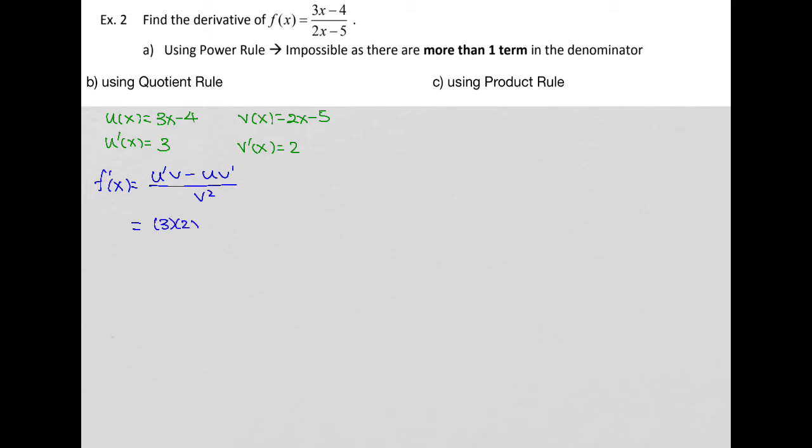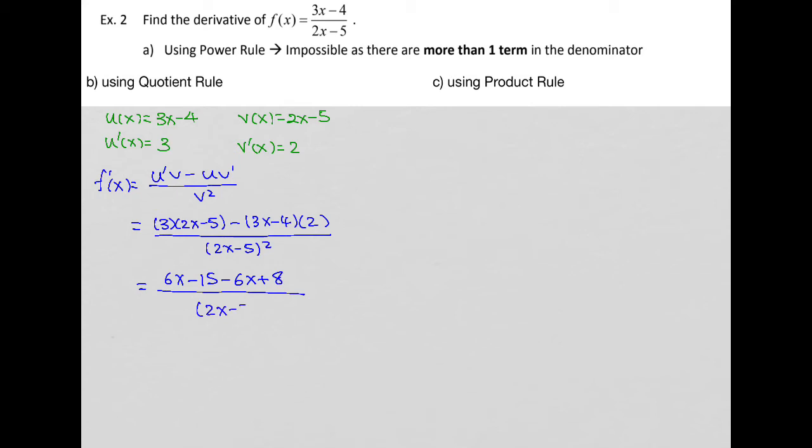So we're going to have 3 times v, minus u times v prime, over v squared, which is (2x minus 5) squared. And let's expand the numerator. We get 6x minus 15 minus 6x plus 8 over (2x minus 5) squared. So we're going to have negative 7 over (2x minus 5) squared. And we put the negative sign out, so negative 7 over (2x minus 5) squared. That's the differentiation for f prime.